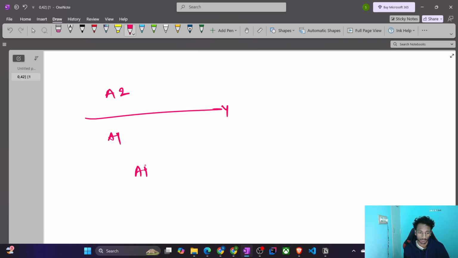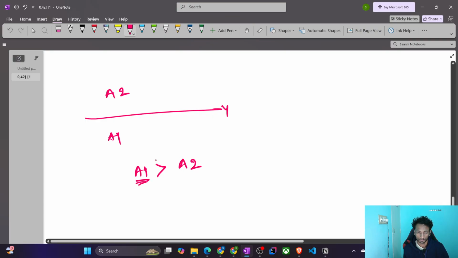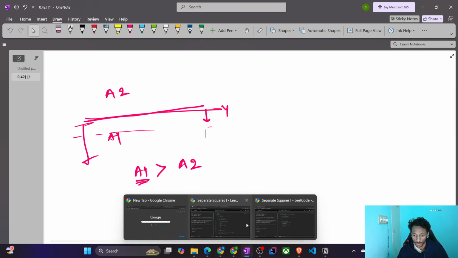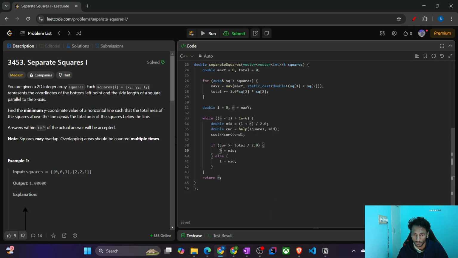So if A1 is greater than A2, then what do I have to do? This area is actually greater, so I have to shift this value downward. So I will shift this to this list. That's why I am shifting the right value to mid. Got it? Because the area below the line is greater, I have to shift this y value, so it will increase the probability of the number of squares present above the line.